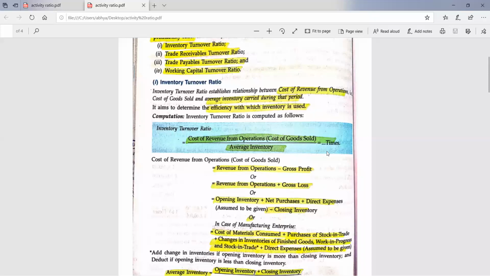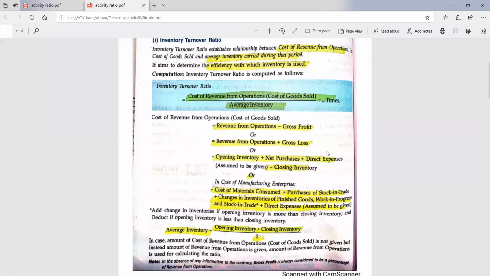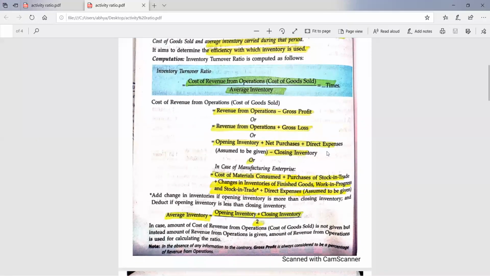So now how to calculate these two variables and why are we calculating the inventory turnover ratio? Because we just want to know whether the firm has maintained the inventory level accurately or not. There should not be any understocking or overstocking. So to know whether the average inventory levels are up to the limit or not, this ratio is calculated. So how to calculate the COGS? Already in 11th class, we have calculated the COGS.